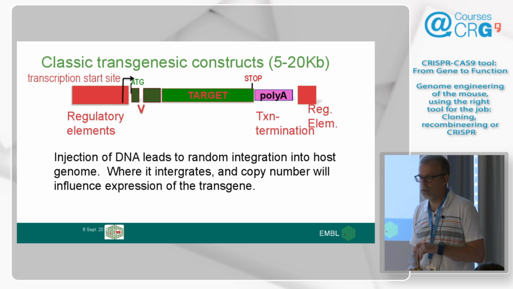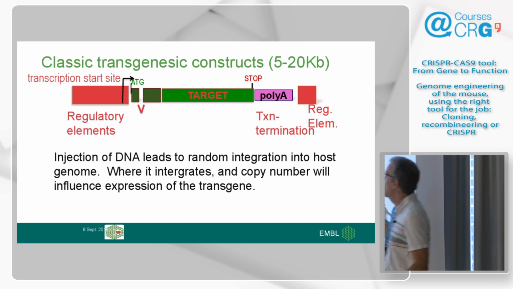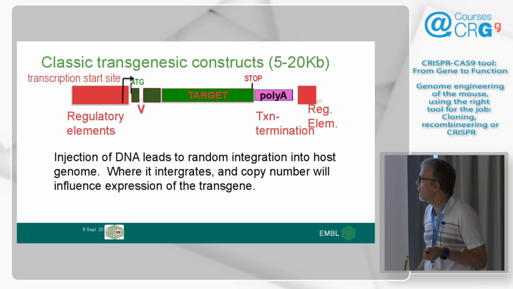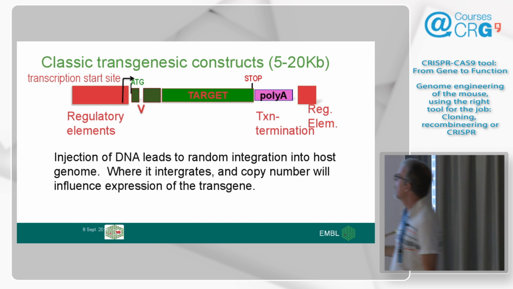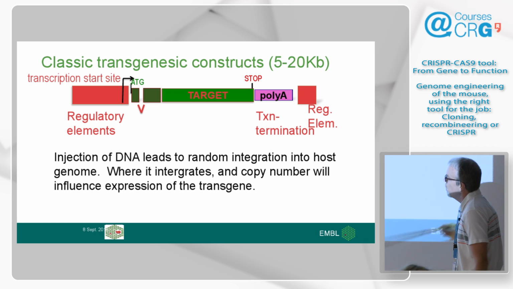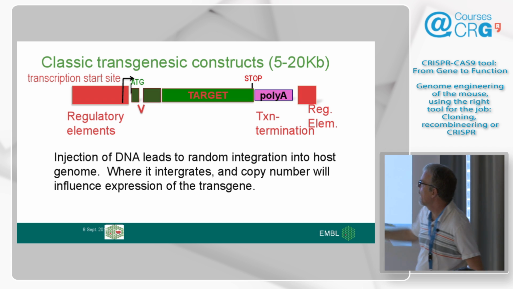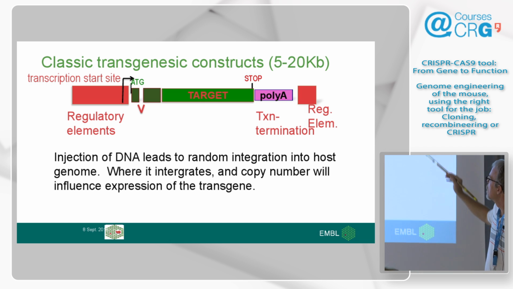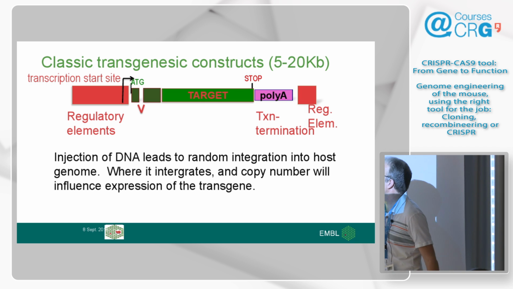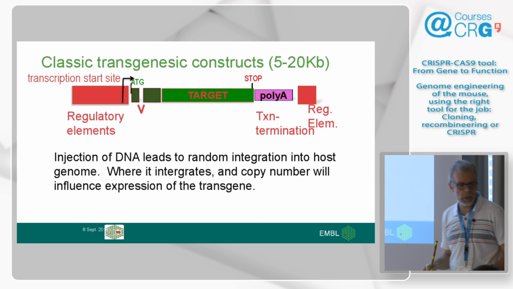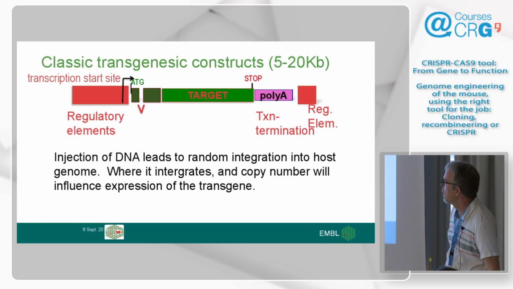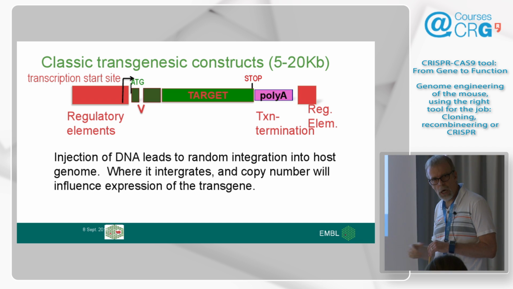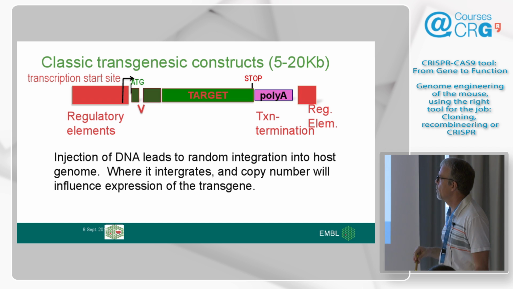You may want to study which tissues it's made in, and so we put some kind of a marker gene in here, like LacZ, GFP, etc. What else does it contain? It contains the regulatory elements, both upstream and downstream. It has its transcription start site, translation start and stop, transcription termination. I didn't point out, it also may have an intron or two just to stabilize the RNA. So this is kind of a classic transgenic construct. And then, as I said before, injection of this leads to random integration into the host. Where it integrates and the copy number, which you cannot control, can really influence the expression of that transgene.